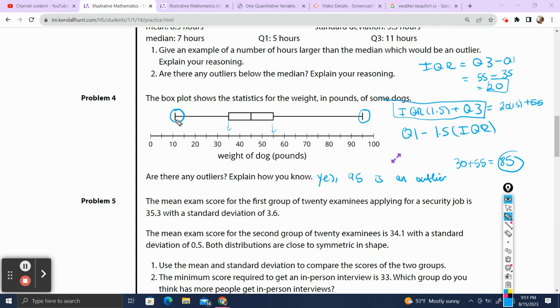Let's check to see if this value down here might be an outlier. So Q1, we know, is 35. Minus 1.5 times the IQR, which doesn't change, which is 20, gets us 35 minus 30, which is equal to 5. The lowest value is 10, and the outlier would have to be less than 5. So no, there is no lower outlier. So the only outlier that we know exists in this data is 95.